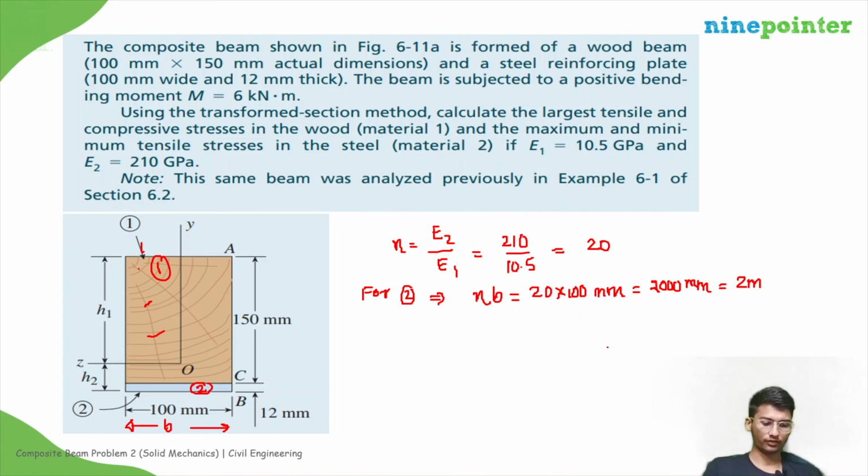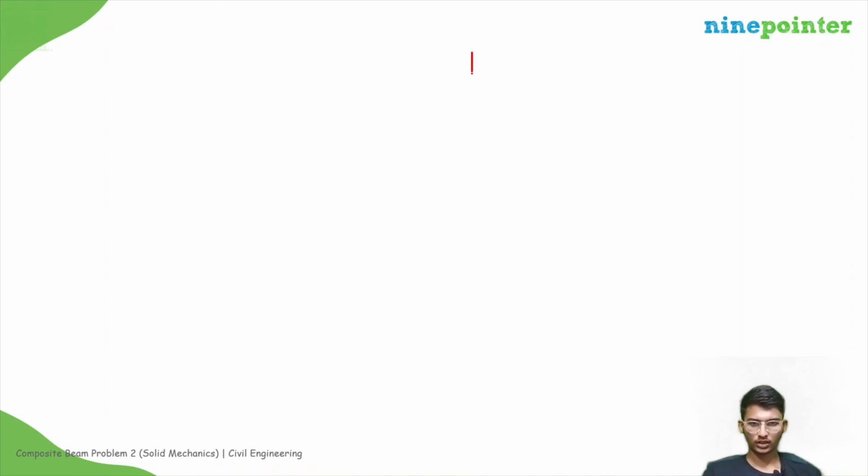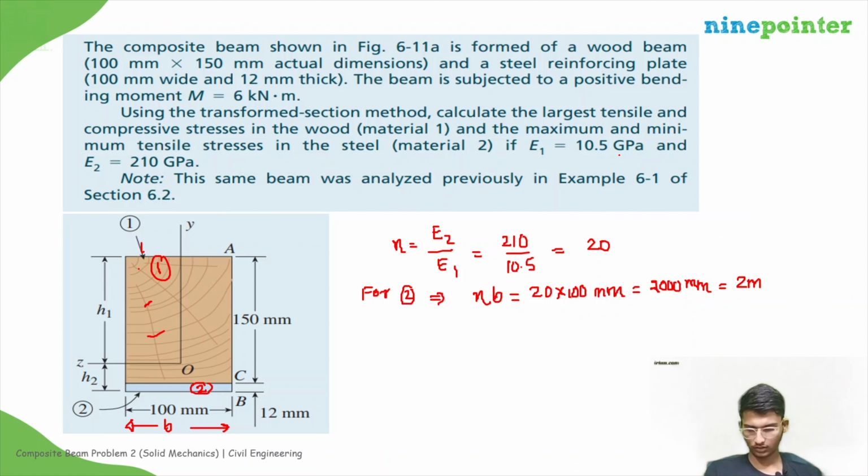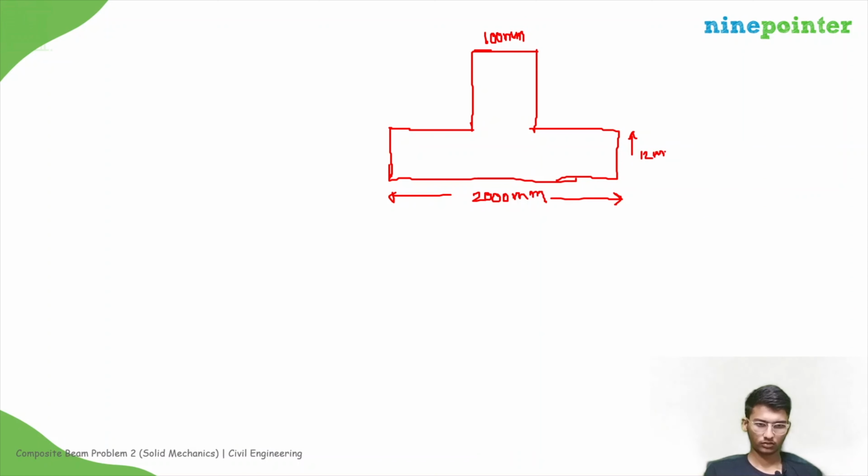So the transformed section will look like this. This is 100. The transformed section will be this as 2000 mm. And this height is the same. This is 12. This is 12 only, but I have drawn it bigger. And this is 150. Figure is not to scale.